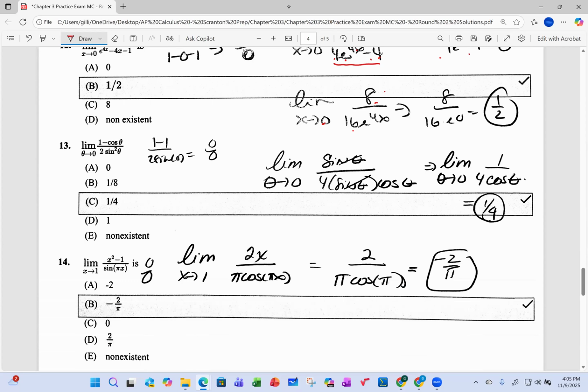And number 13, it is 0 over 0 by direct substitution. The derivative of the top is the derivative of 1 is 0. The derivative of minus cosine is positive sine theta. And then this down here, guys, got to be careful. You got to take that 2 to the outside. Drop down the 2. So that's 4 sine theta times cosine theta by a chain rule. The sine thetas will divide out. And when theta is 0, the cosine of 0 is 1 times 4 is 4, so it's 1/4.